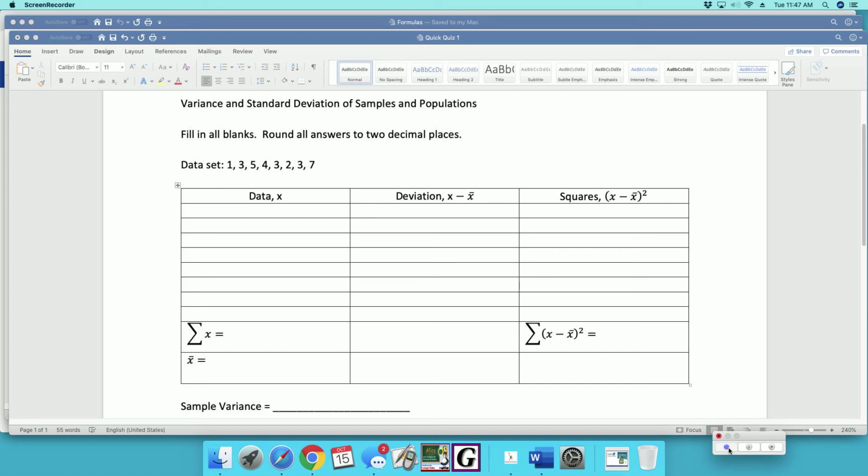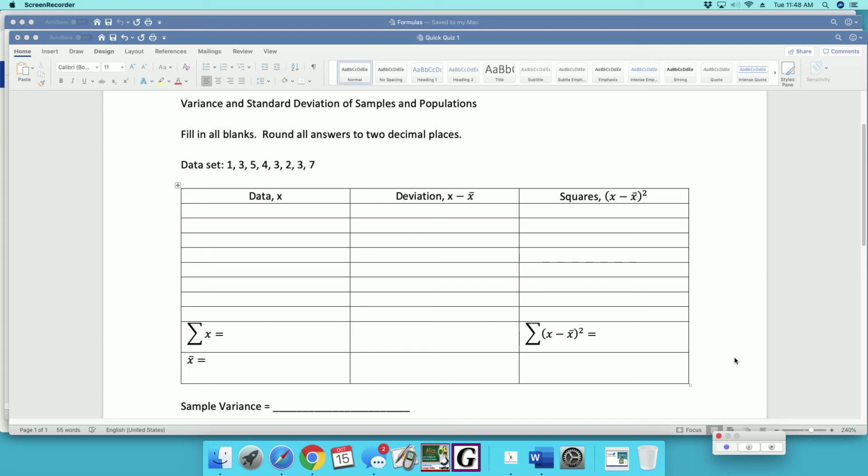Okay, today we're going to do a video on standard variance and standard deviation of samples and populations, because I understand there's a little confusion. I want to make sure everybody understands this before we move on.